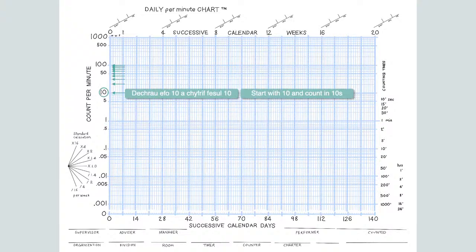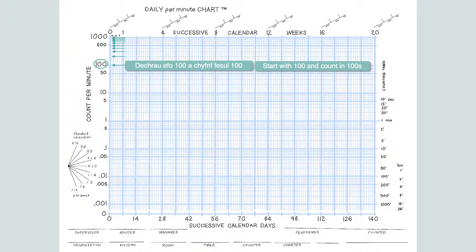Starting with 10, you'll count in tens until you reach 100. And starting at 100, you will count in hundreds until you reach 1000. This counting system is mirrored at the bottom of the chart, starting with 0.001.